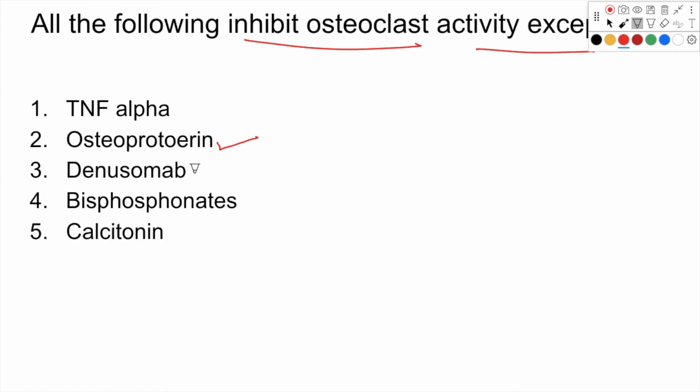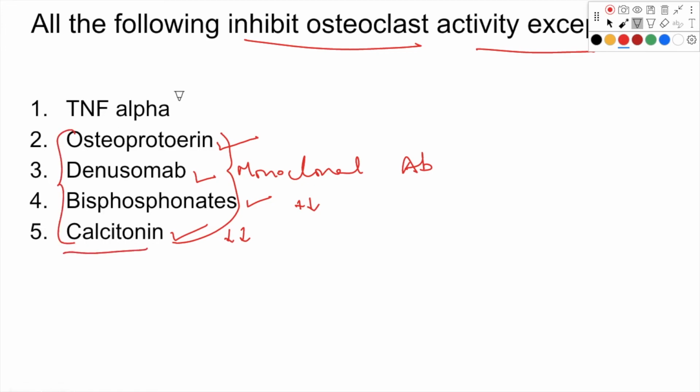The next one is denosumab, yes. Denosumab is a monoclonal antibody to RANK ligand and inhibits osteoclast activity by preventing RANK ligand binding to RANK receptor. Bisphosphonates inhibit osteoclasts and prevent bone resorption. Calcitonin, yes, calcitonin acts directly on osteoclast and inhibits bone resorption or inhibits its activity. So all these three are osteoclast inhibitors. TNF alpha is the correct answer because TNF alpha is not an osteoclast inhibitor.